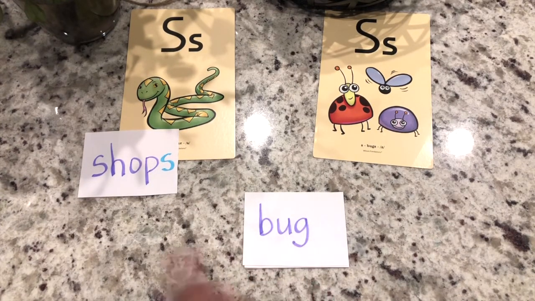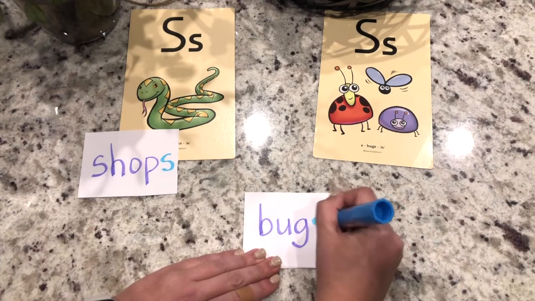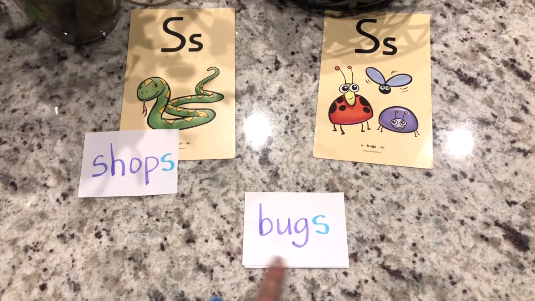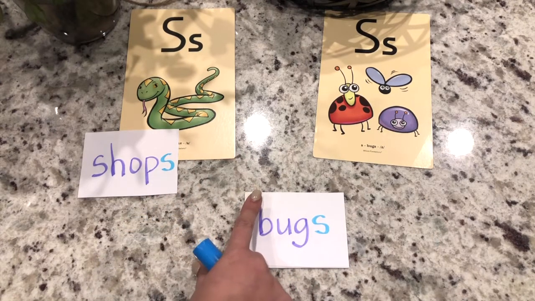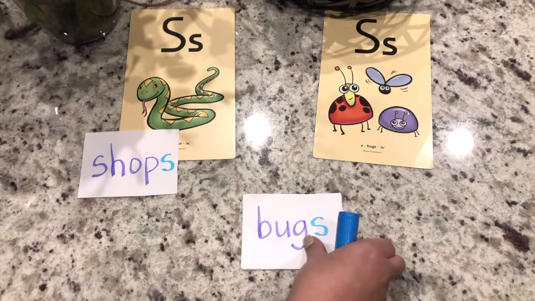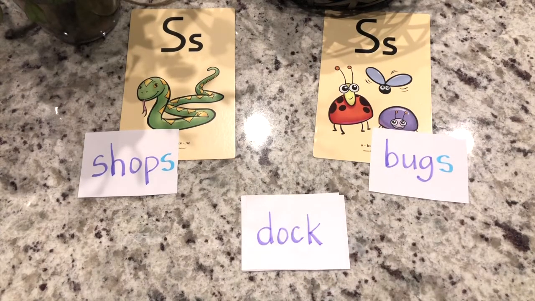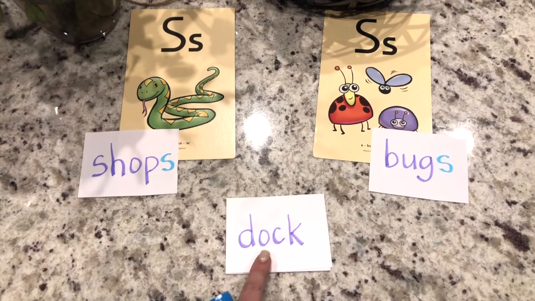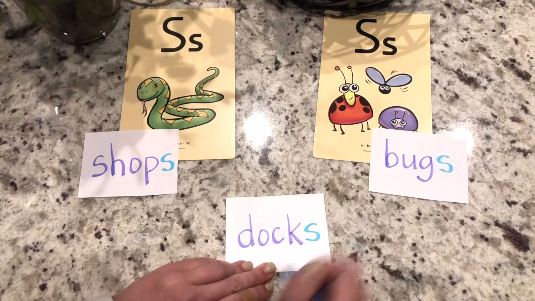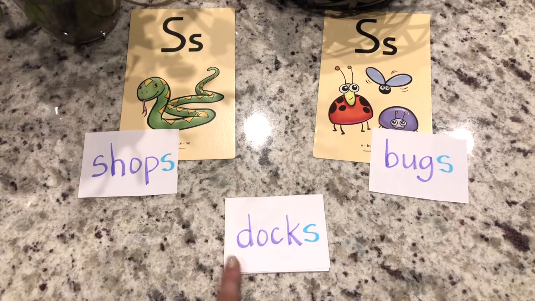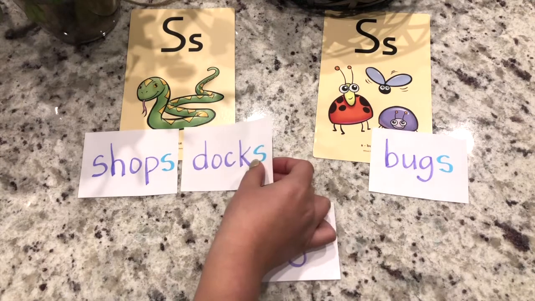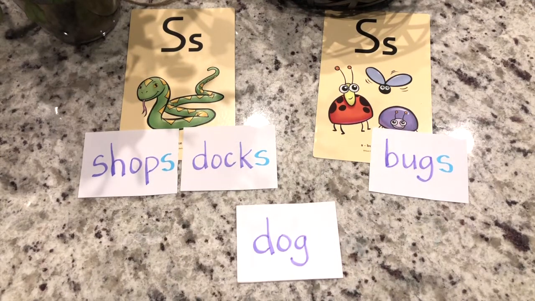Let's do this one. Bug. When I add the suffix S, it makes the word bugs. What sound does it make on the end? Bugs. Very good. The Z sound. Let's try this one. Dock. When I add the suffix S to the base word, it makes the word docks. What sound do you hear on the end? Docks. S. Good job.